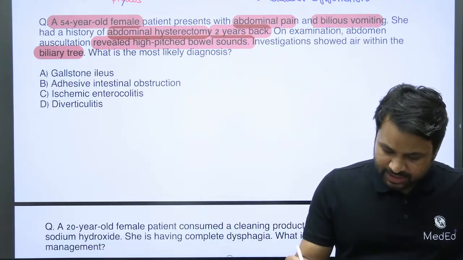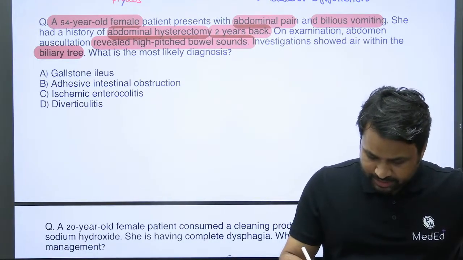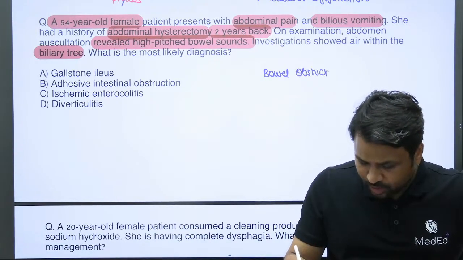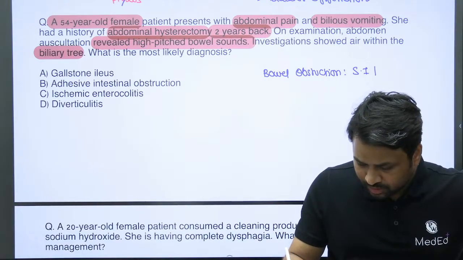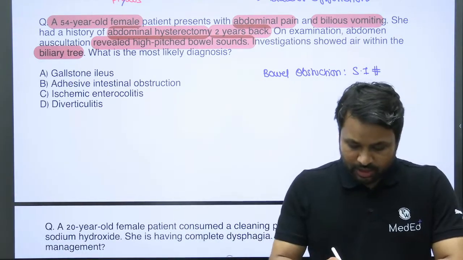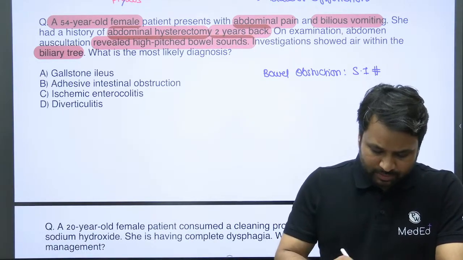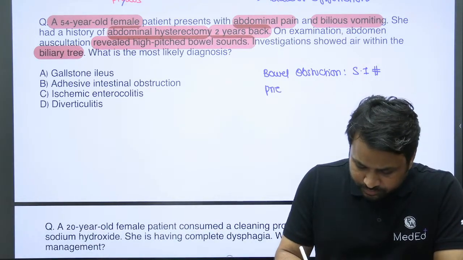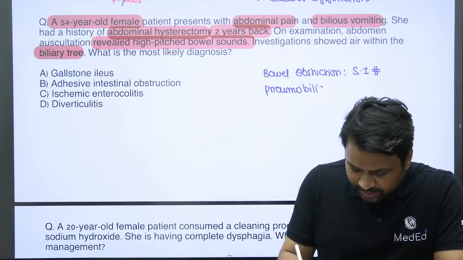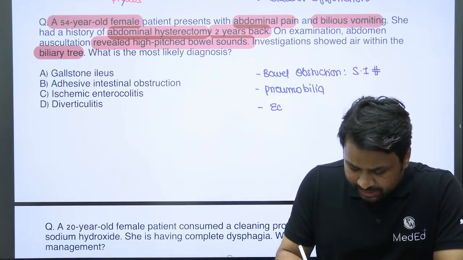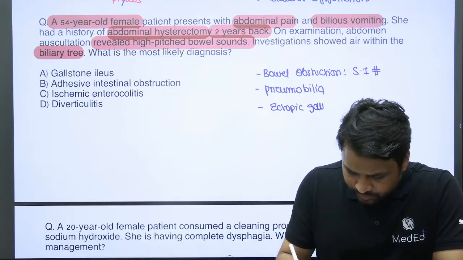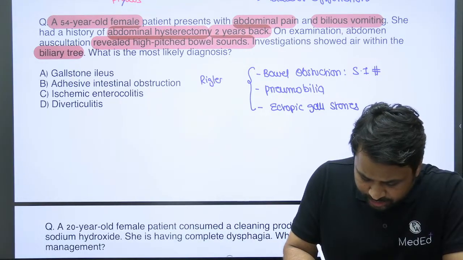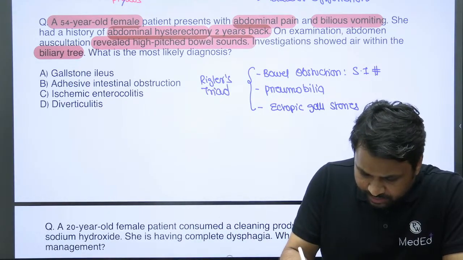Okay. Now, when a patient is having abdominal pain with bilious vomiting, these are features of bowel obstruction, especially of the small intestine, because there is no mention of abdominal distension. She has already undergone abdominal hysterectomy 2 years back. On examination, abdominal auscultation revealed high-pitched bowel sounds, obviously because of the bowel obstruction. Pneumobilia, that is air in the biliary tree. And if I add ectopic gallstones, this is what we call Rigler's triad. Now, Rigler's triad has been our previous exam question as well.